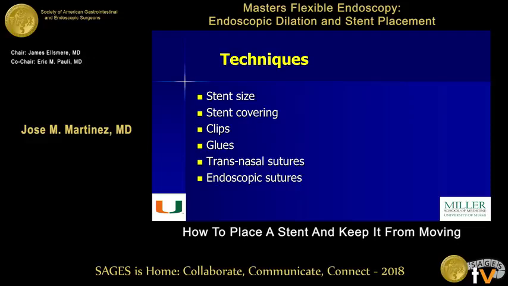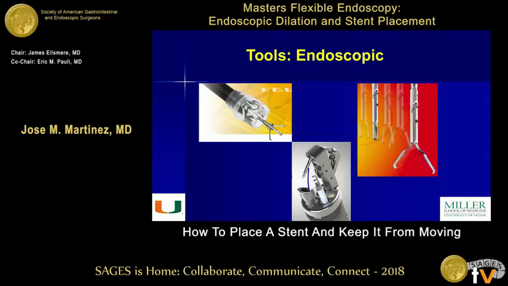Everywhere you read, someone's going to tell you stents migrate. So bigger sizes, longer stents, the covering, whether you use a partly covered or fully covered, are going to make differences. And those are the things that I mainly relied upon. But then more aggressive interventions are clips and glues. I'm not sure too much about that, and I'm not touching on that. If anybody has more information, I'll be happy to hear. But then there are all sorts of suturing techniques, either transnasal suturing or endoscopic suturing. Let's go into some of these things.